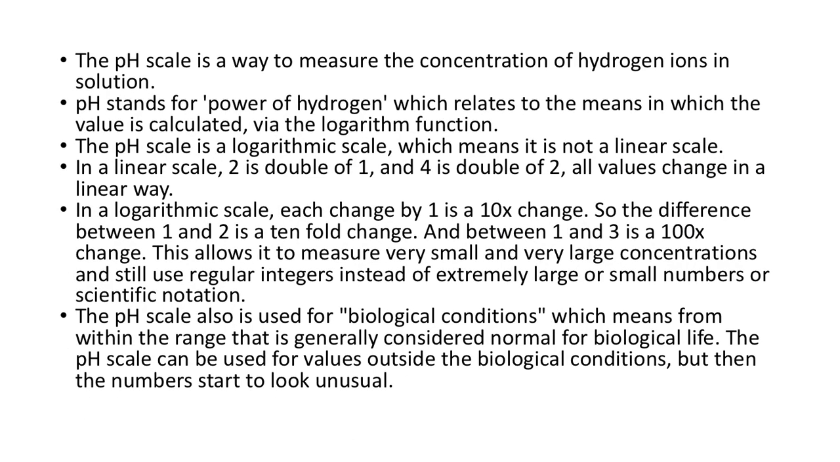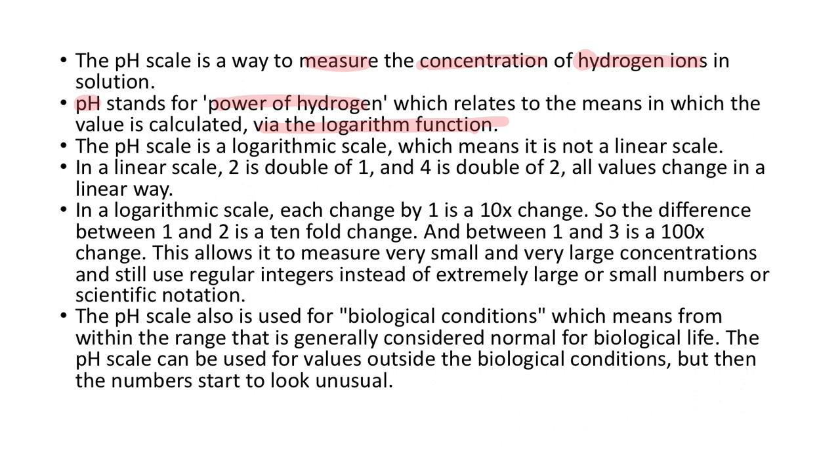Okay, the pH scale is a way to measure the concentration of hydrogen ions in a solution. So we're just trying to work out how many hydrogen ions are there, but it's not just the amount of hydrogen ions, it's the concentration of them. So it's concentration, so it's got to be related to volume. The pH stands for power of hydrogen, which relates to the means in which the value is calculated, which is a logarithmic function. So it's just the power of, like, 2 to the power of 4 or to the power of something else, so it's power of hydrogen.